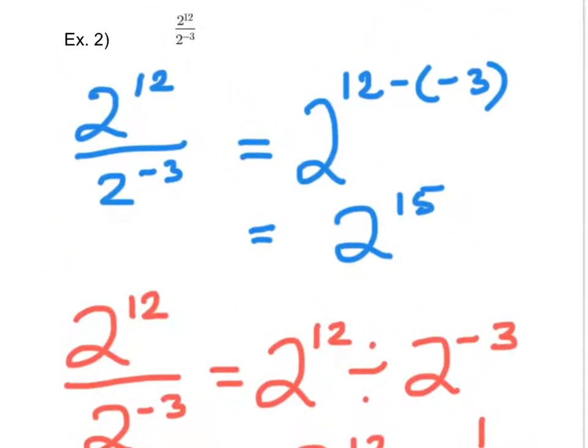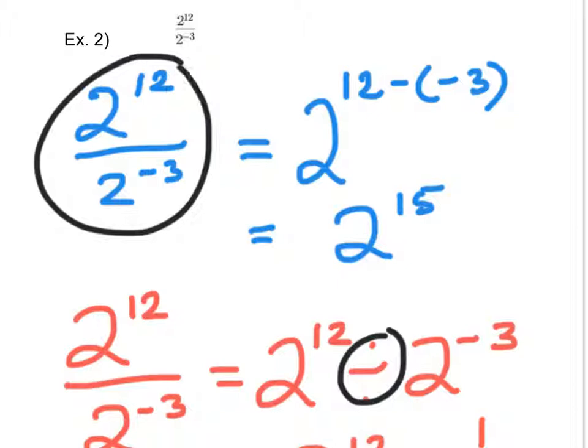But really all you need to remember is that if it's division, which can be written with the division symbol like it is here, or it can be written as a fraction like it is here, you just look for the same base numbers and subtract the exponents.